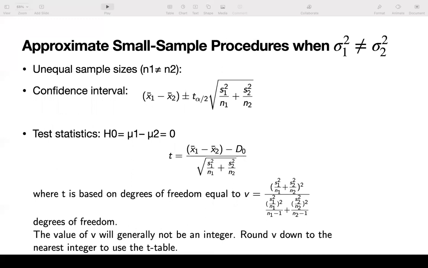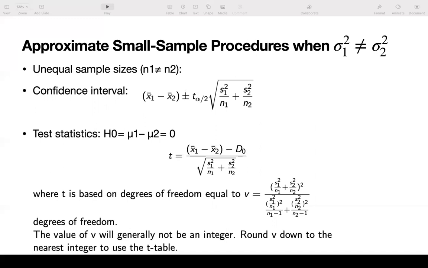And next, we will have the case where the sample sizes are unequal. Here the confidence interval formula turns out to be the difference between the means plus or minus t alpha divided by 2 times the square root of the sum of sample variances divided by their sample sizes. Also here again, we have the test statistic where we assume the null to be that the difference between the means is equal to 0, and t is equal to the difference between the means minus D0 divided by the square root of the sum of the variances divided by their own sample sizes.